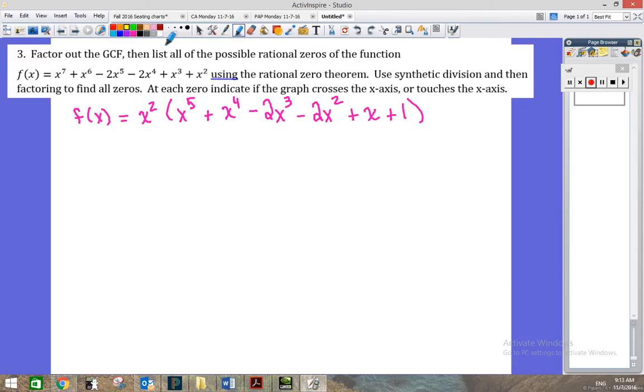So when I apply my rational zero theorem, which I often call the rational root theorem, I look at my factors of my constant term.